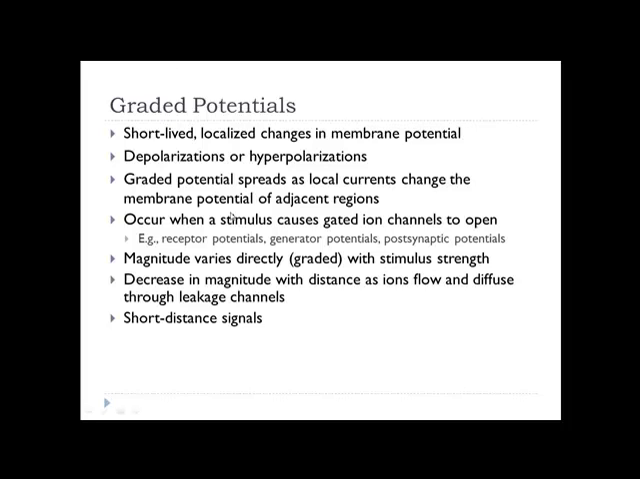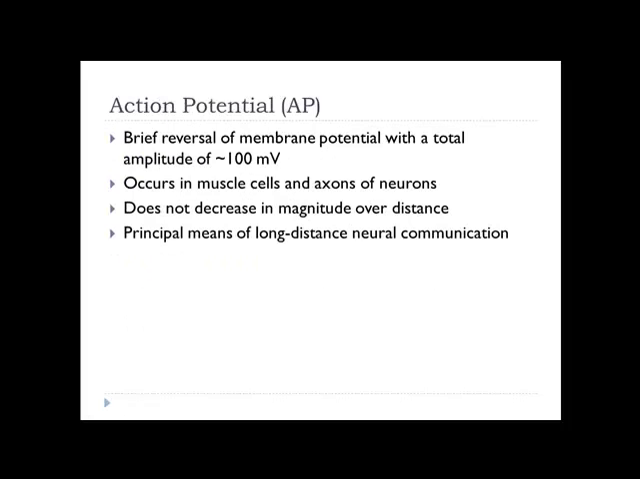Okay, so our graded potentials will spread as local currents and change the membrane potential, and those can build up to form an action potential. They occur when a stimulus causes a gated ion channel to open. So some sort of pressure, a receptor, or a neurotransmitter will interact with that nerve and cause gated channels to open. The more gated channels that open, the more likely you are to let that turn into an action potential. These will decrease in magnitude with distance as they flow and diffuse through leakage channels, and they are short-distance signals.